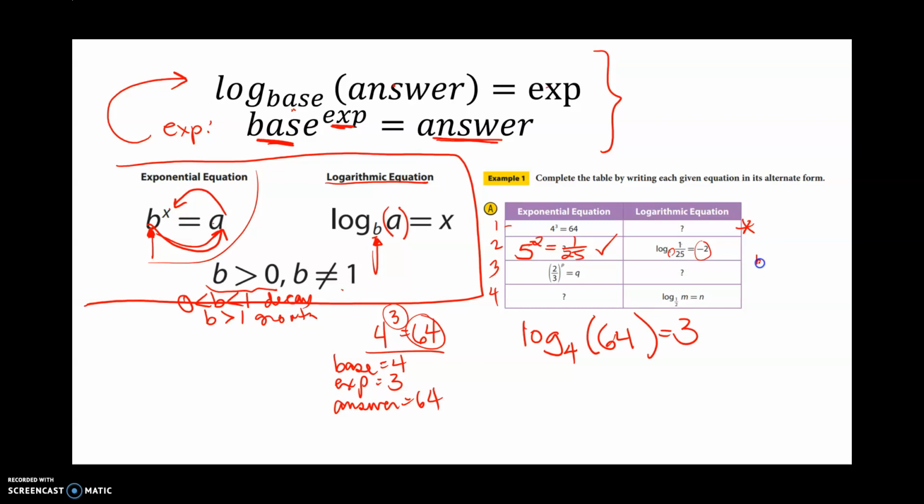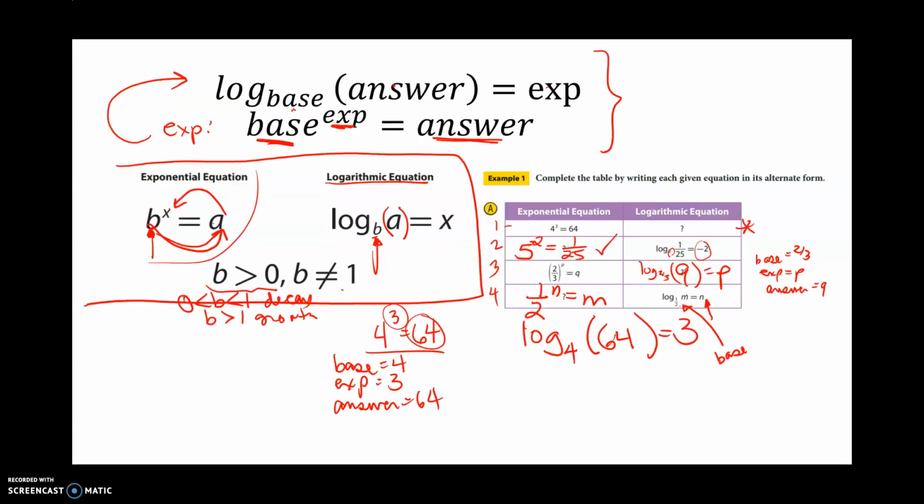Okay, let's look at number 3. We'll identify. So our base here is 2/3. Our exponent is p. Our answer is q. So this is going to be the log base 2/3 of q equals p. Let's try 4. Again, here's our base, isn't it? The base, 1/2, we're going to raise it to the exponent of n equals the answer m. All right, let's try another one.